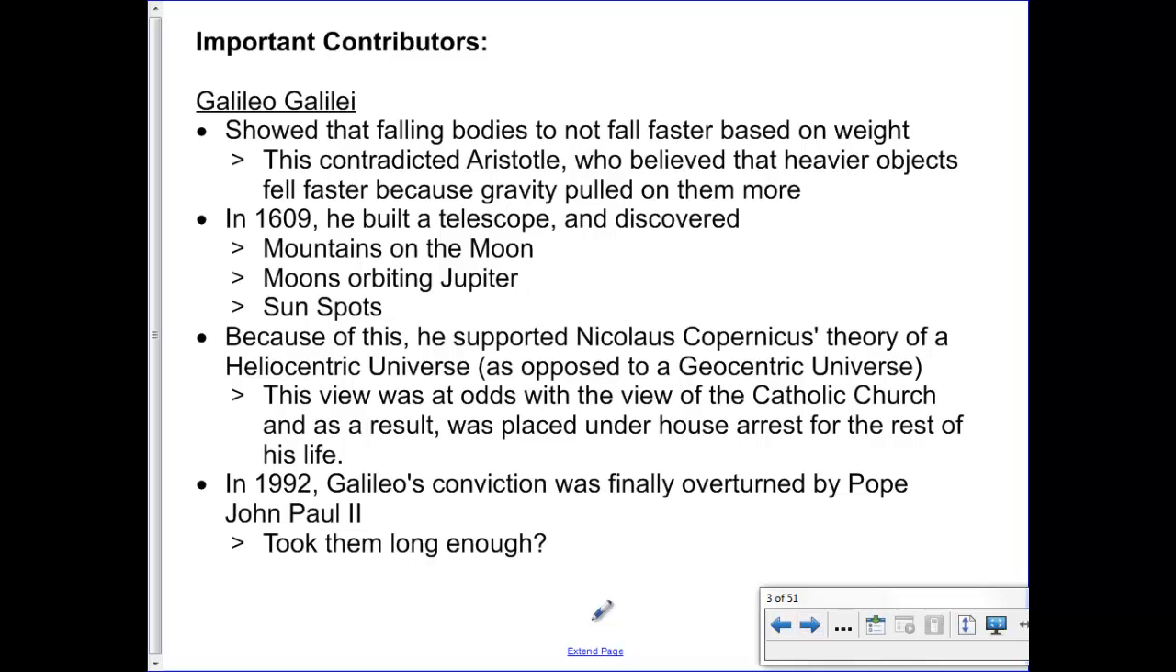Some other things that he did. He built a telescope, which in 1609, by the way, is crazy. They didn't have the technology that we do now back then.